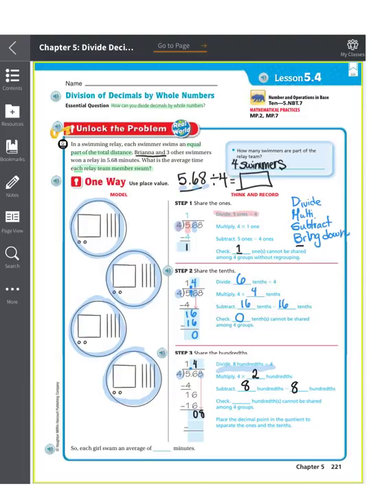So 4 times 2 equals 8 hundredths. We get a 0 hundredths, cannot be shared. Okay, and then it says place the decimal in the quotient to separate the ones and the tenths. So in order to do that, you just bring it straight up again, like I said. So each girl runs an average of 1.42 minutes. Again, I want to point out to you guys that this decimal just goes straight up for this. All right, let's go ahead and go on to the next problem.